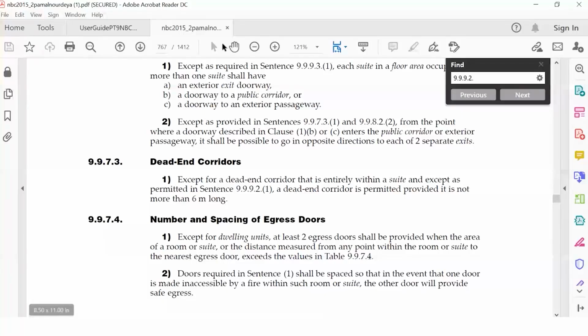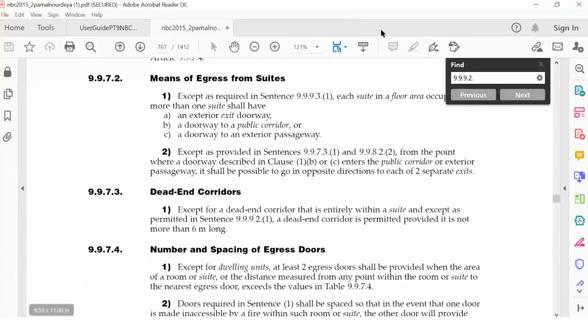So let's see if I get it now. You can exit your suite, and go in one direction. I think I get it now. If there is a dead end in the corridor, that dead-end corridor exists. Why? Because the passageway or the corridor normally needs to provide exits in both opposite directions, right? So that's the normal condition.